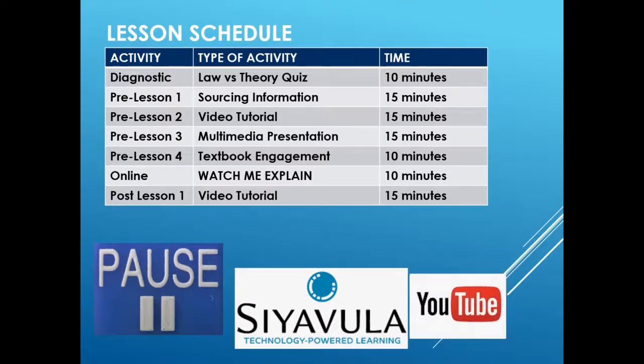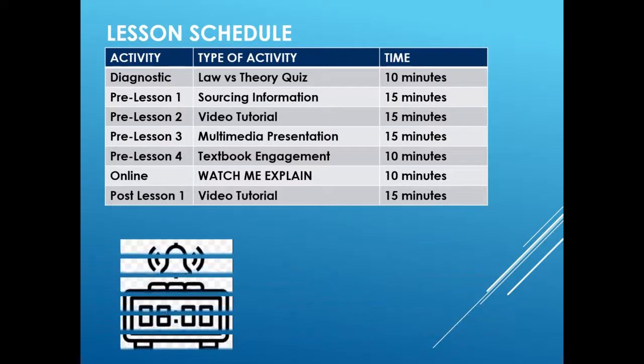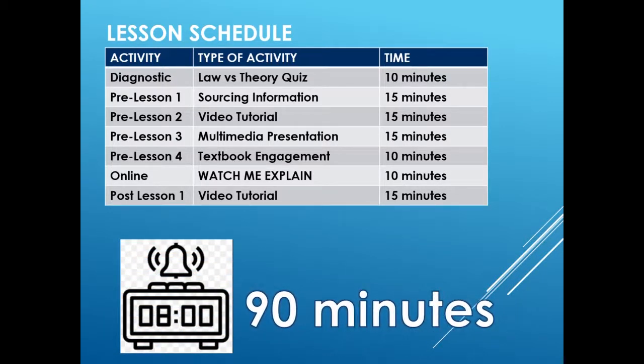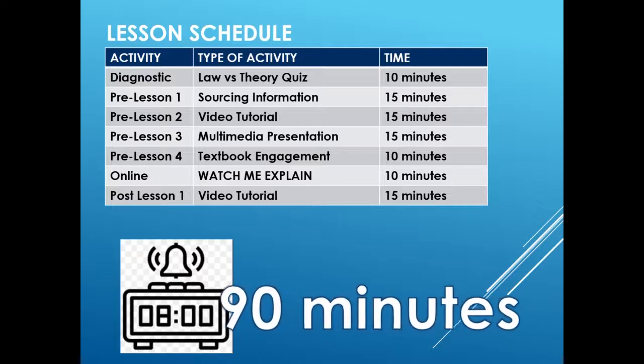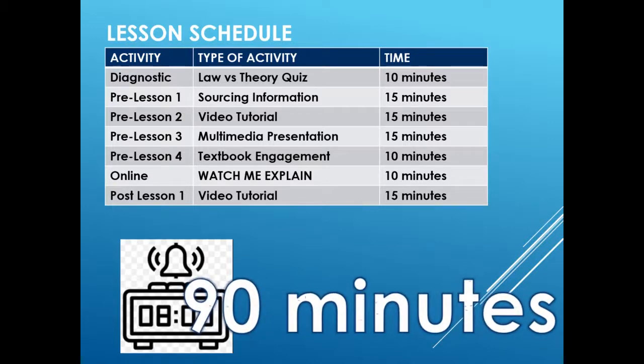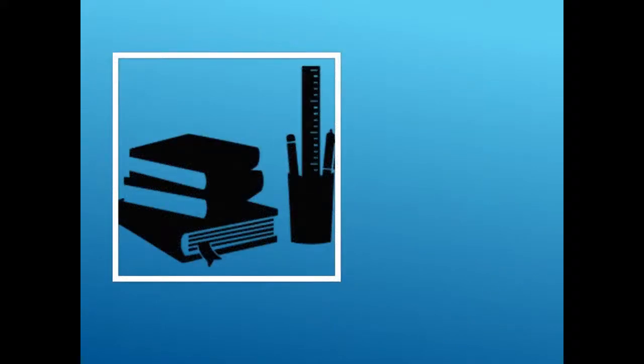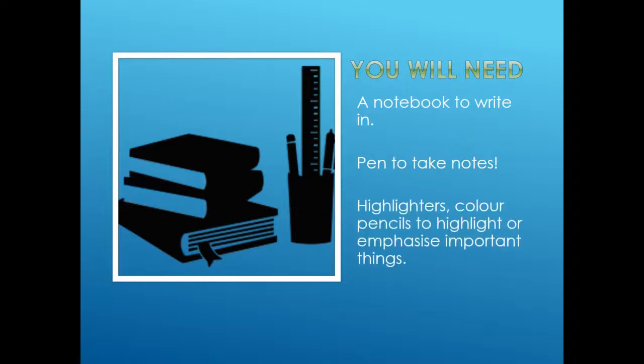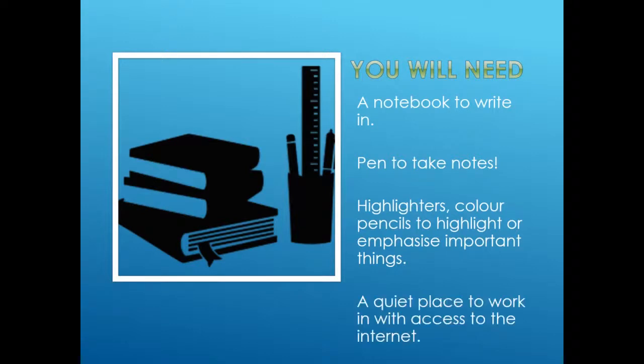This lesson should take you about 90 minutes to complete. That is from doing the diagnostic until the end of post lesson 1. So, let's just make sure you have everything that you need. Firstly, you will need a notebook to write in. You will need your pen to take notes. You will need highlighters, color pencils to highlight or emphasize any important things. And finally, you will need a quiet place to work. Let's do the diagnostic now.